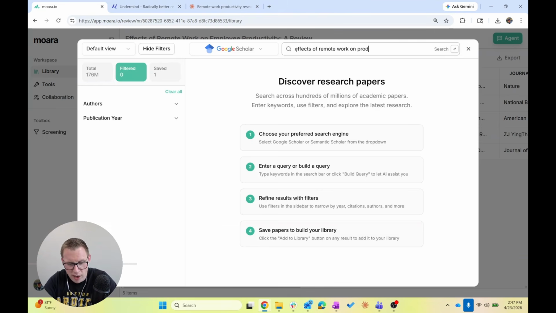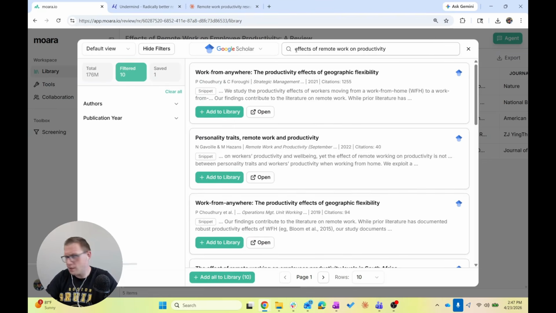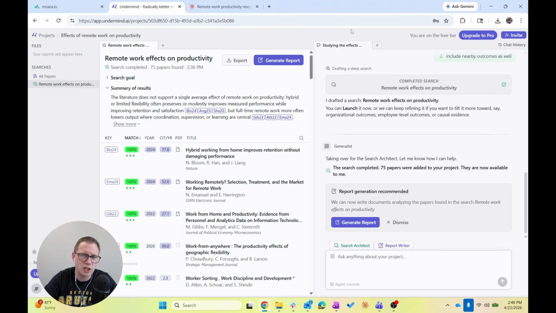Effects of remote work on productivity. And look, Google Scholar gets a lot of crap. The reality is Google Scholar is a great search engine. A, there's tons of results. B, they're very, very good results. We've tested them even against some of the newer AI literature search tools, and Google Scholar actually outperforms some of them. And C, at least in the case of Moara, it allows you to add a lot of papers to your library. Let me just quickly show you, spoiler alert, what Undermine looks like.